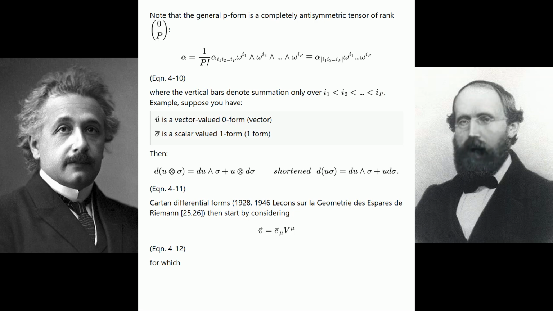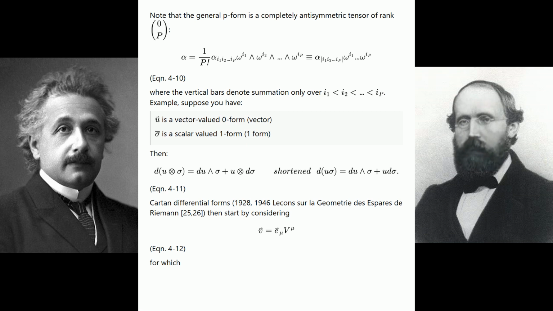Example, suppose you have U, a vector-valued 0 form, vector, sigma bar, a scalar-valued 1 form. Then, equation 4-11. Cartan differential forms, 1928, 1946, Leçons sur la géométrie des espaces de Riemann. Then start by considering equation 4-12.